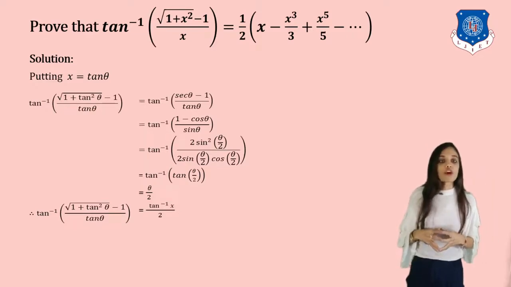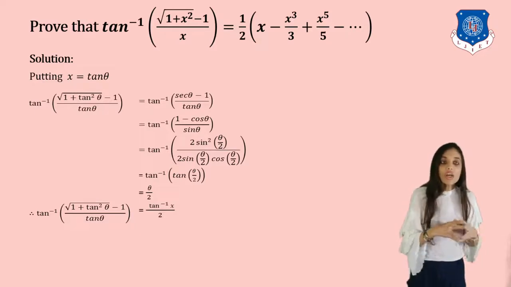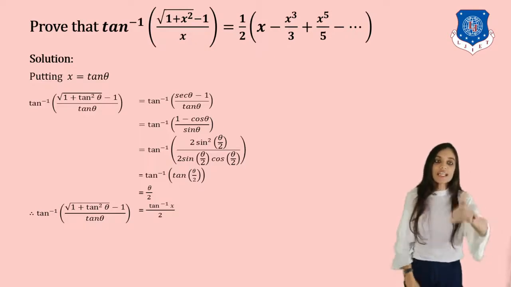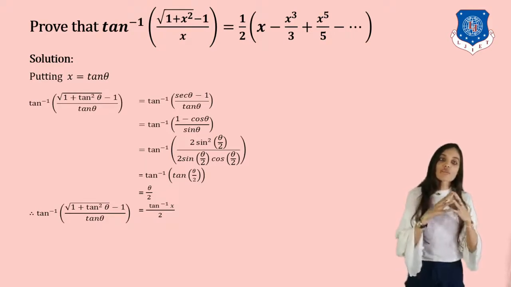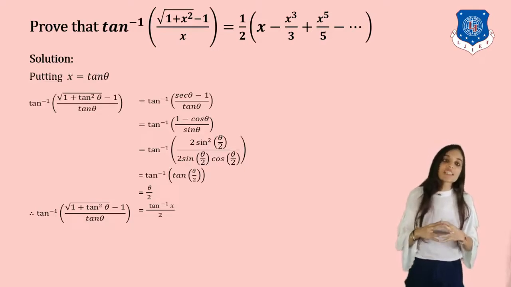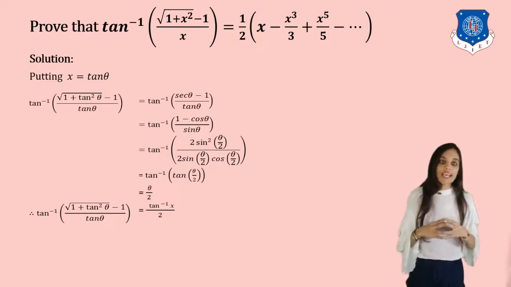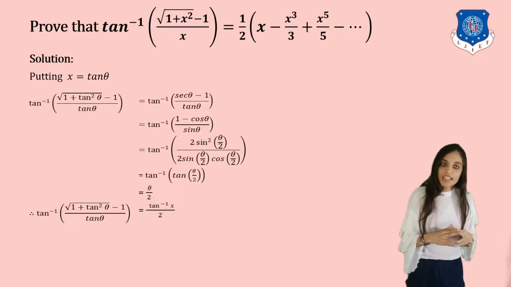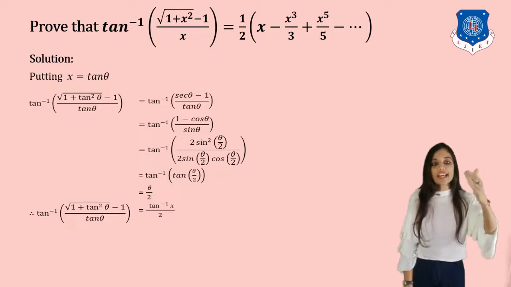Now we will use the formula of sin 2 theta and cos 2 theta. So finally on replacement we will get tan inverse of 2 sin square theta by 2 upon 2 sin theta by 2 into cos theta by 2. Now you can see sin theta by 2 gets cancelled. So finally what will remain? Tan inverse of sin theta by 2 upon cos theta by 2, that is equal to tan theta by 2. So finally our answer will be theta by 2. Now our theta is equal to tan inverse of x. So finally tan inverse of square root 1 plus tan square theta minus 1 upon tan theta is equal to tan inverse x by 2.